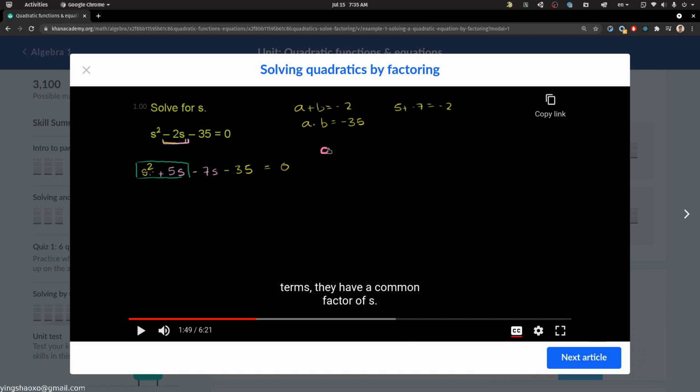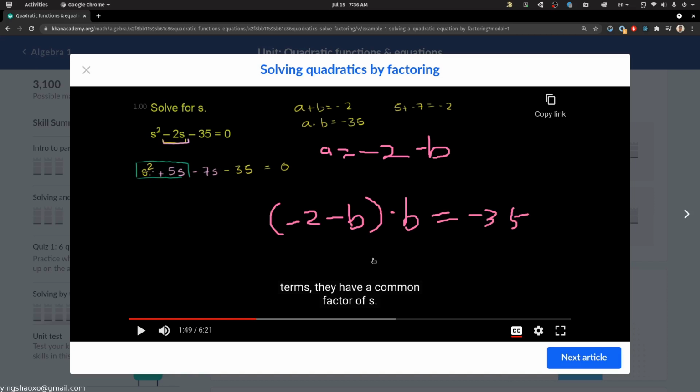Now I'm gonna do it again. For example, a equal to negative 2 minus b, right? This is absolutely true. Then I'm gonna say negative 2 minus b times b equal to negative 35. Then, let me think about this. What kind of value would cause this result? What if b equal to negative 7? Minus negative 7 would be equal to 7. 7 minus 2, that would be 5. 5 times negative 7 would be negative 35.